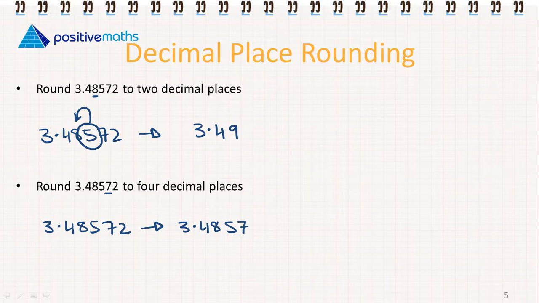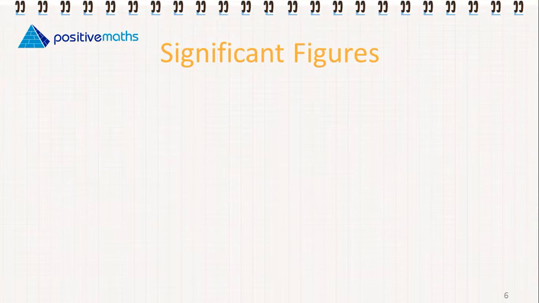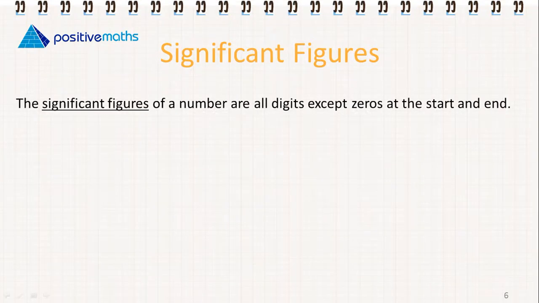Okay, so it's just a really good idea to continue practicing rounding. And if it's something that you find difficult, you really need to practice it because it comes up all the time in exam questions. You always have to check at the end of answering a question, have you rounded it to the number that they've asked you to? Now we're going to talk about significant figures. The significant figures of a number are all digits except zeros at the start or at the end of a number.